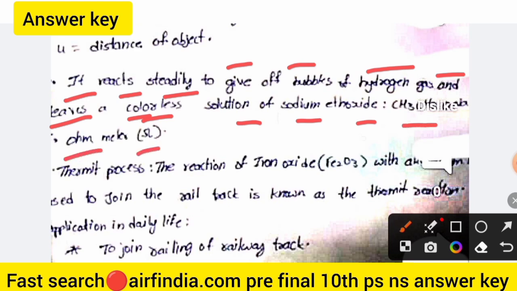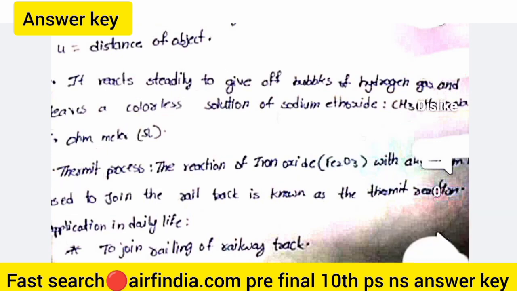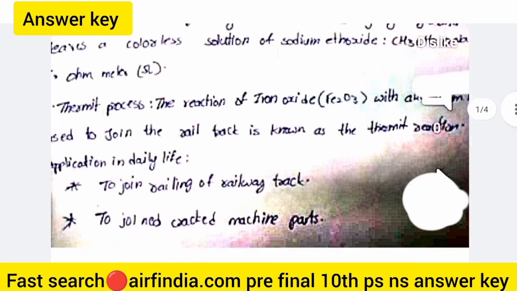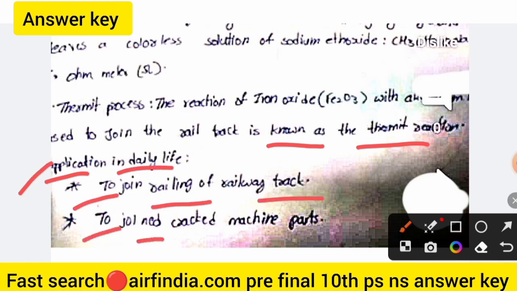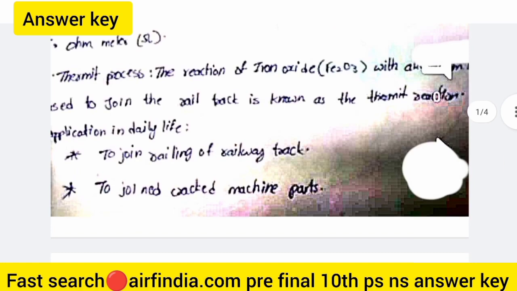Okay, and the next is the thermit process. The reaction of iron oxide Fe2O3 with aluminium, used to join the railway tracks, is known as the thermit reaction. Application in daily life: to join railings of a railway track, and to join cracked machine parts. Okay, it's used in daily life.